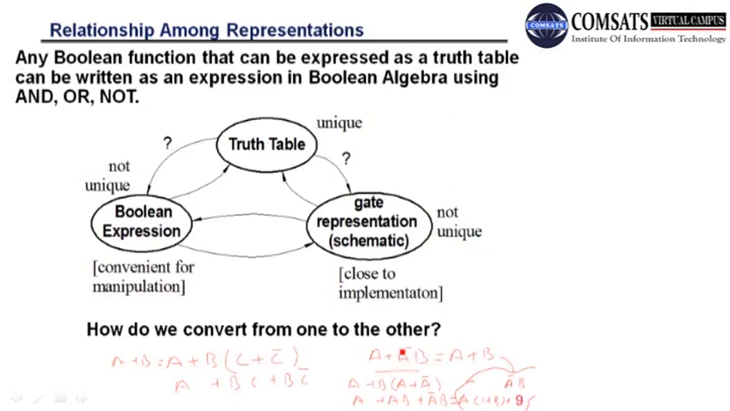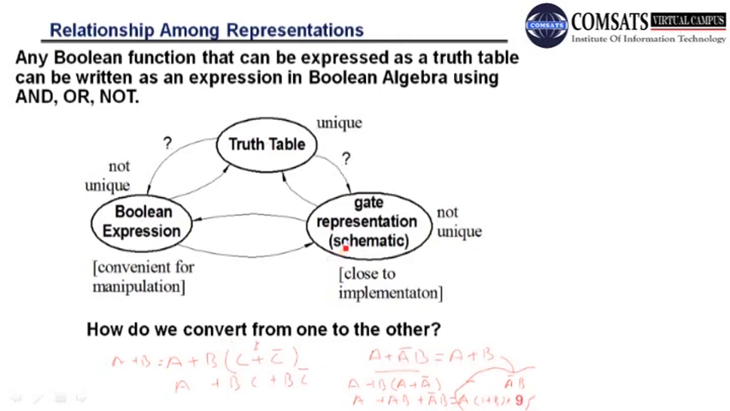So there are a lot of different representations. Similarly, if you talk about A plus B, I can also represent them in this way, because this is always equal to 1, right? So this Boolean expression representation is not unique, right? And then we can have a circuit or gate representation, or you can say schematic of the Boolean expression. So again, this is also not unique.